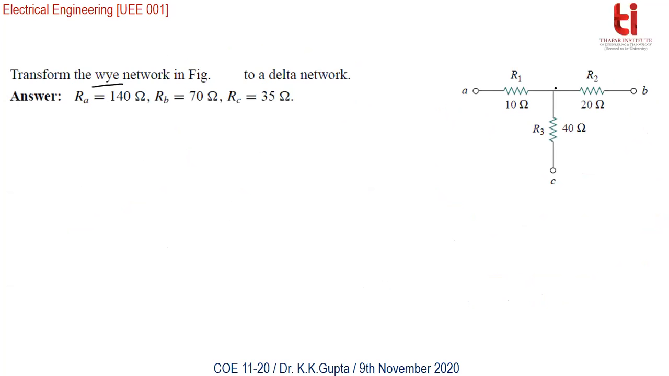Y is a star, so this is a star network. The points are A, B, and C, and you have to calculate the equivalent delta, right?